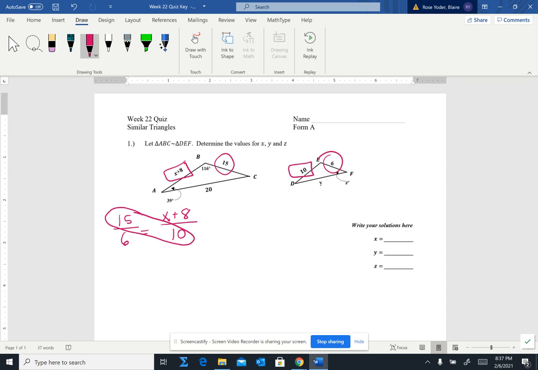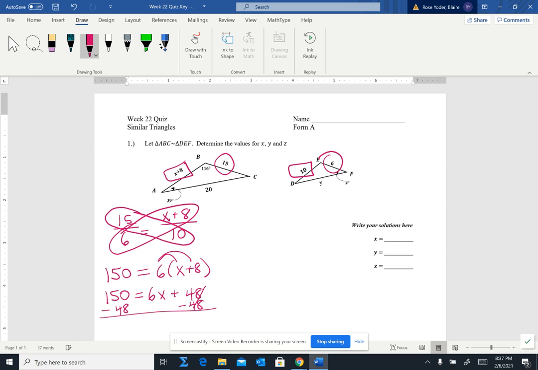Now I'm going to cross multiply. 15 times 10 is 150. And then 6 times x plus 8, that's going to involve having to do the distributive property. So the 6 has to go to the x and the 6 has to go to the 8. 6x, 6 times 8 is 48. So 150 minus 48 is 102, and 102 divided by 6 equals 17. So that is your x value.